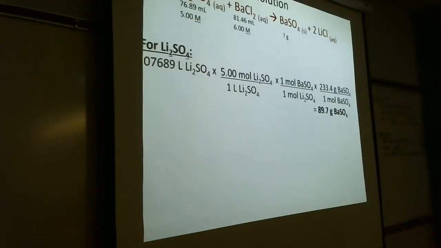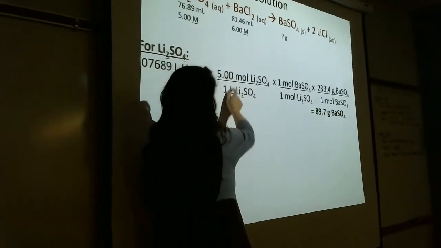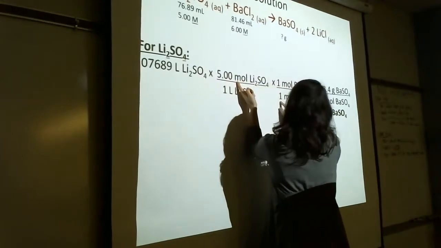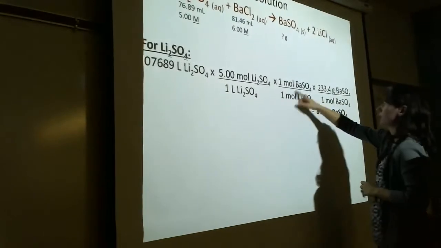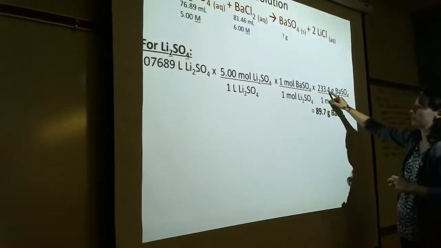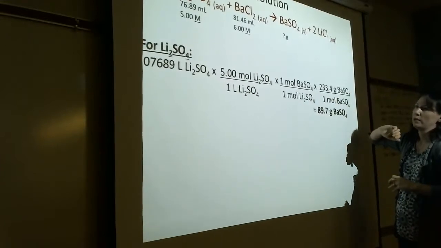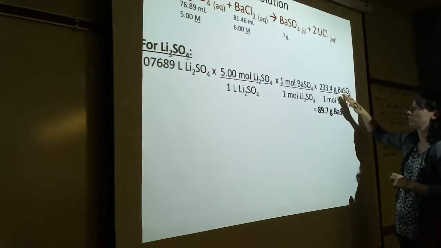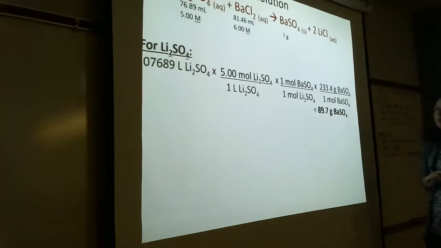So I did it as one big long calculation. Right, here is volume times molarity, so liters cancel. Now I'm in moles of lithium sulfate. Here's mole ratio, so 1 mole lithium sulfate for 1 mole barium sulfate, so lithium sulfate moles cancel out. Here's converting moles to grams, right? So if I multiply straight across and divide up, 0.07689 times 5 times 233.4 divided by 1 times 1 times 1, right? 3 significant figures can be kept.